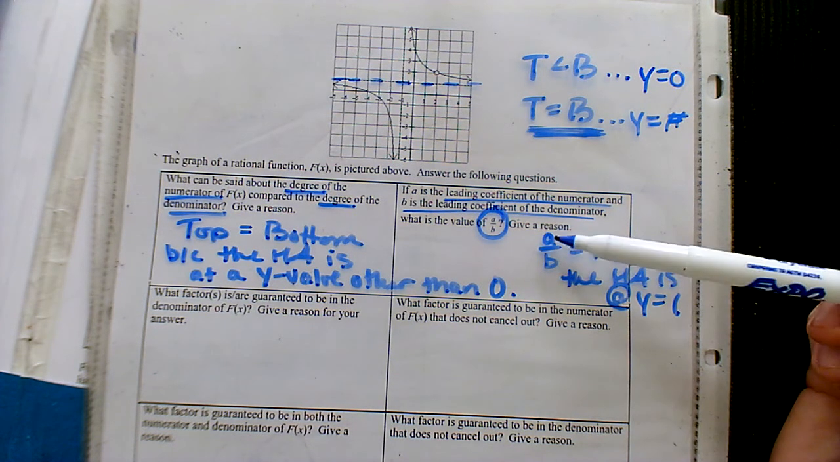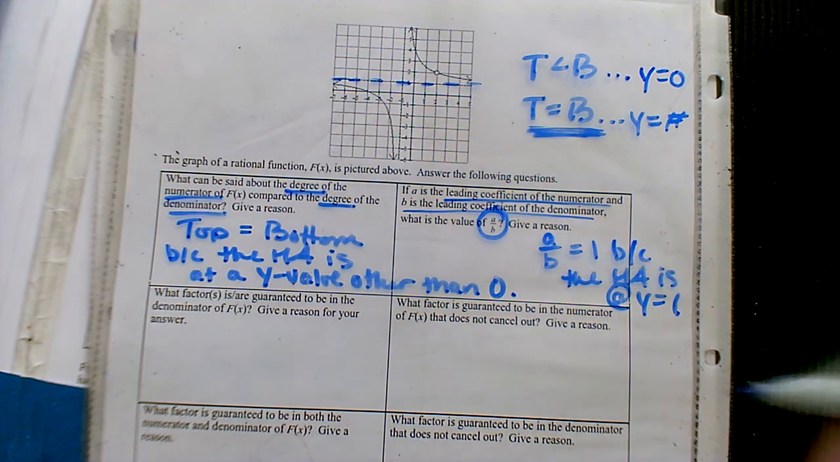We don't know if it's 3 over 3, 2 over 2, 5 over 5. We just know that the division should give us 1. So it's a little bit vague as to what these values could be, but at least we have this characteristic that we should know is true.